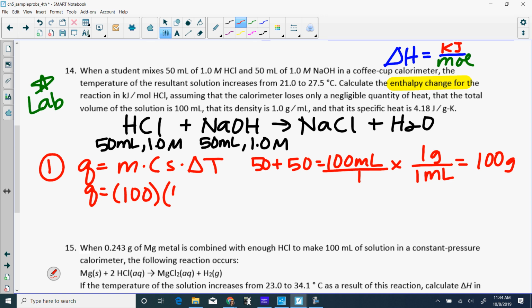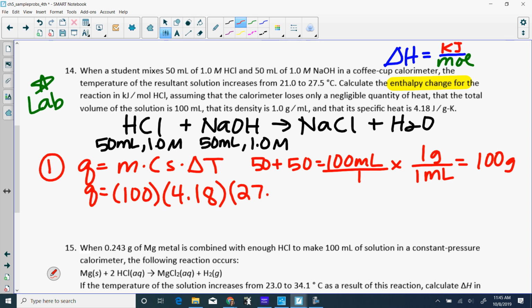The specific heat of an aqueous solution is 4.18. The specific heat of pure water is 4.184. Aqueous is 4.18. When I say go, tell somebody next to you there's 2 different specific heats. Ready, go. That you do kind of have to know.